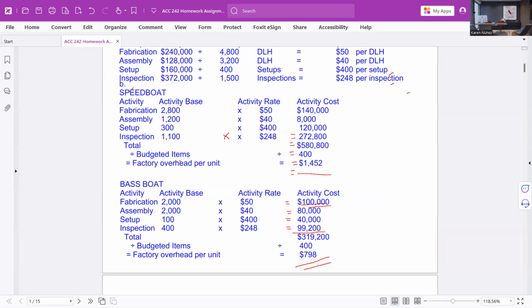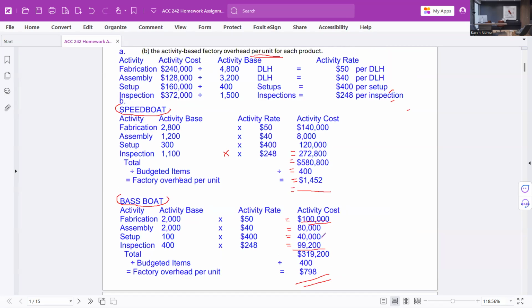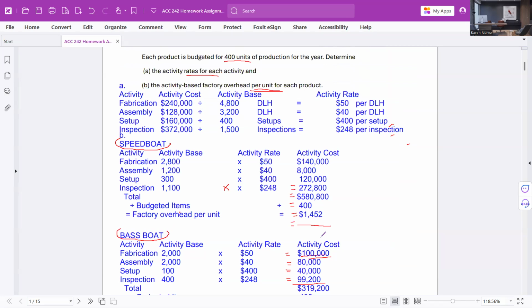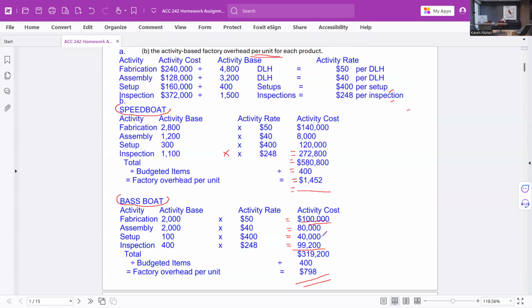The overhead on a per unit basis for the bass boat product. So basically, we're doing the same thing. We're doing it for the speedboat product, and we're doing it for the bass boat product. The allocation of overhead is just the activity times the rate. Add them all up. We got a total, divide by units. We got the overhead on a per unit basis. Okay? And we've completed Part A and Part B of 18-3. Now let's move on. So that's ABC.